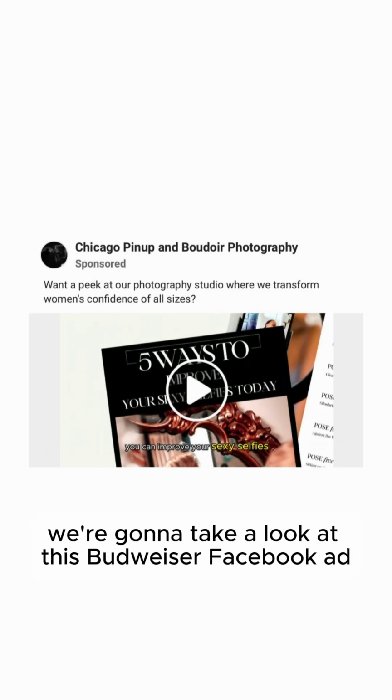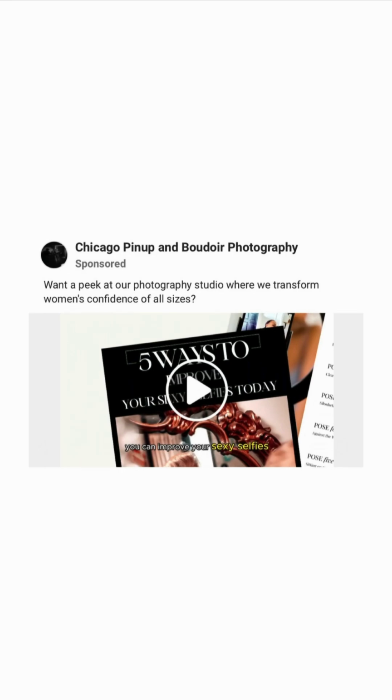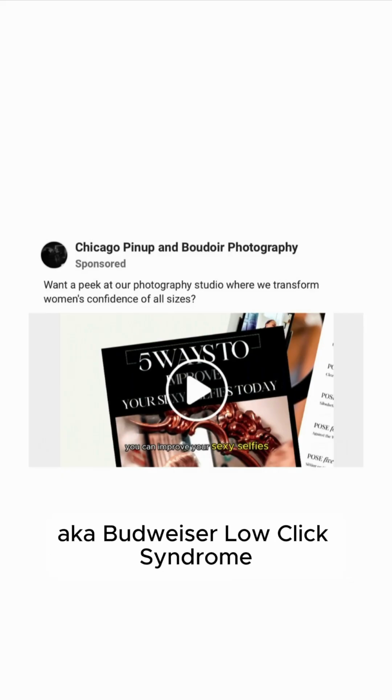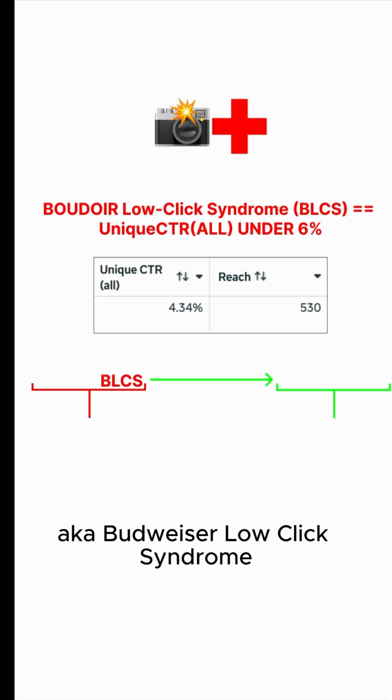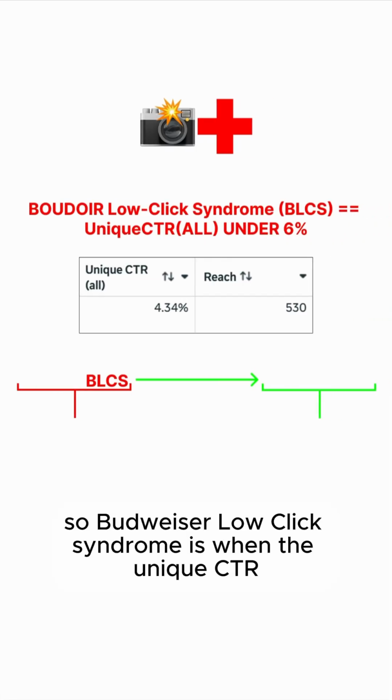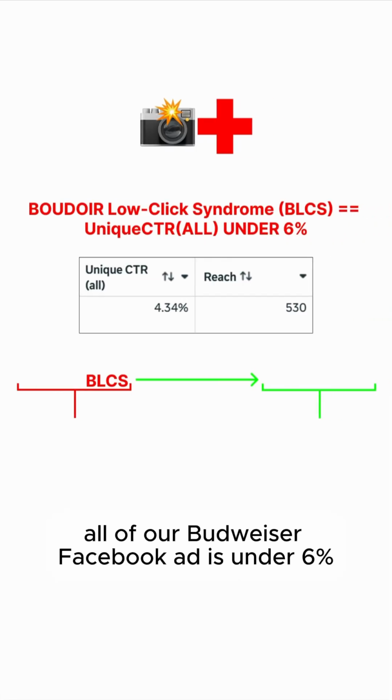All right, y'all, we're going to take a look at this Boudoir Facebook ad, see if we can diagnose it, see if we believe it has BLCS, aka Boudoir low click syndrome. So Boudoir low click syndrome is when the unique CTR of our Boudoir Facebook ad is under 6%.